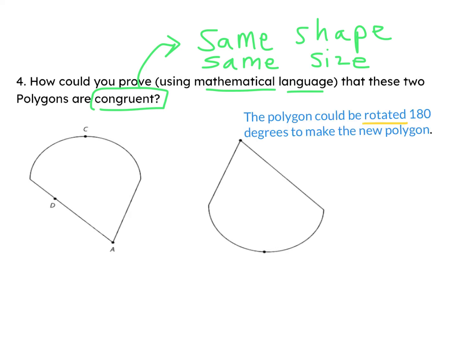So I went ahead and typed that in. You could go ahead and write that on your notes. So the fact that they can be rotated would prove that they would be congruent because rotations produce congruent images. The other thing I notice is, did you see this point right here and this point right here? Those appear to be the same angle. So we could also note that the angle measures are congruent.